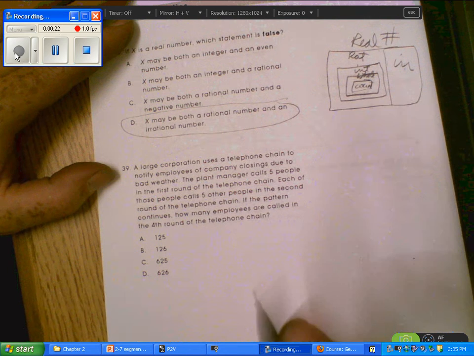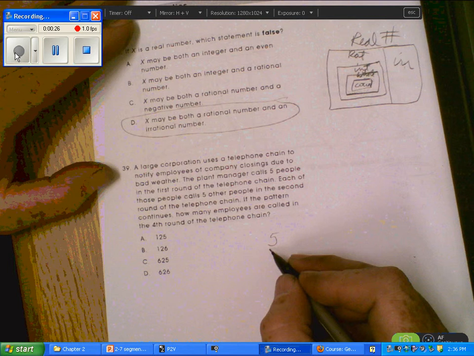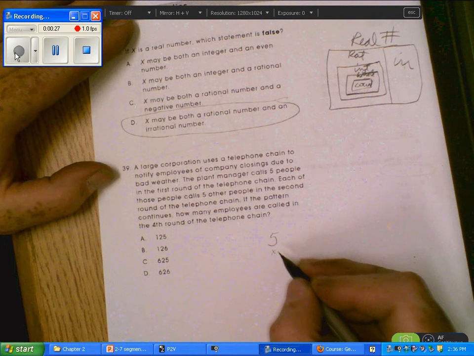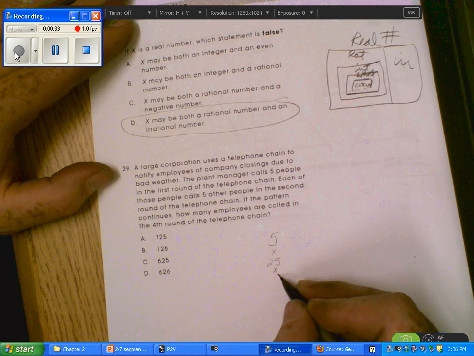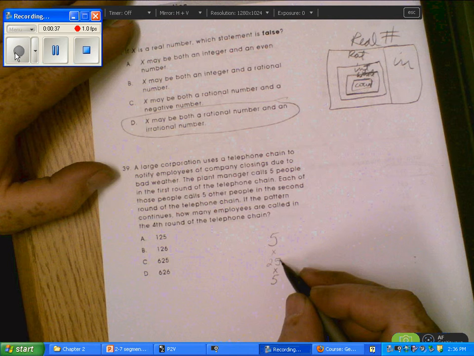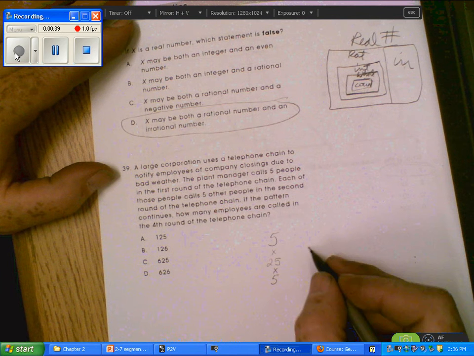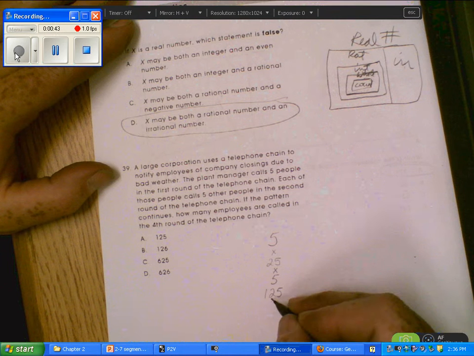So, first round, we've got 5 people. Each one of those calls 5, so that'd be 25. Each one of those calls 5, so you multiply that times 5. That would be 125 for the third round. Then each one of those calls 5.